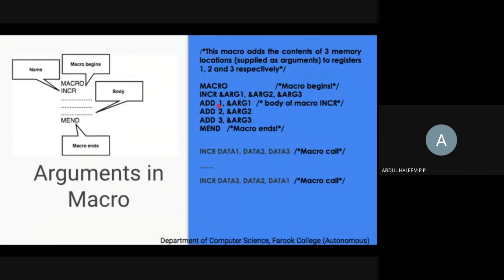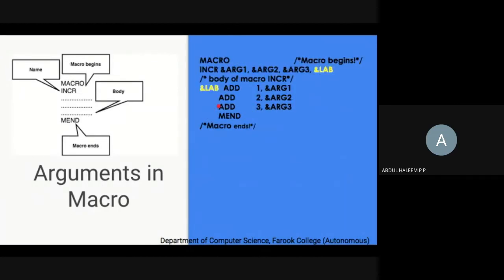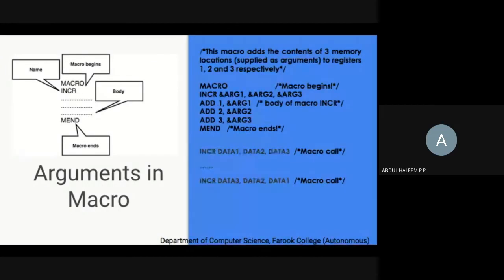So when you expand this, how can you expand this? See, INCR, you may call INCR now. How can this be expanded? If you have a pen with you, you can just try writing this down. INCR, add 1 data 1, add 2 data 2, add 3 data 3, this instance.